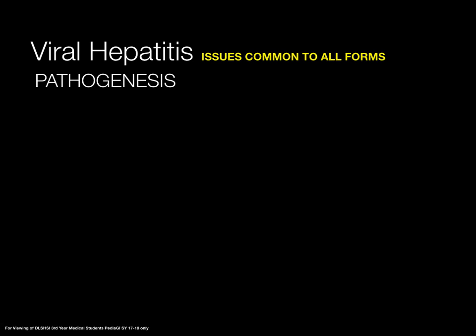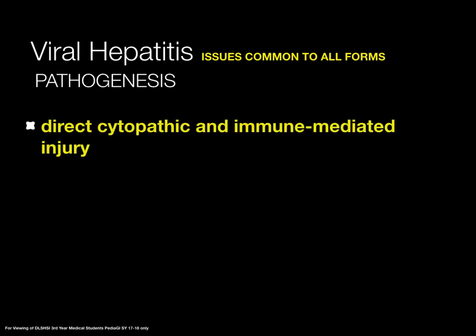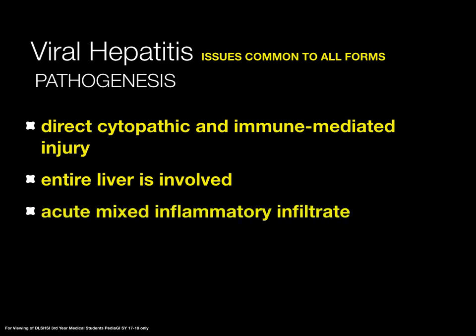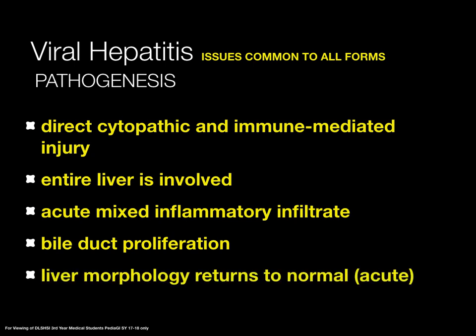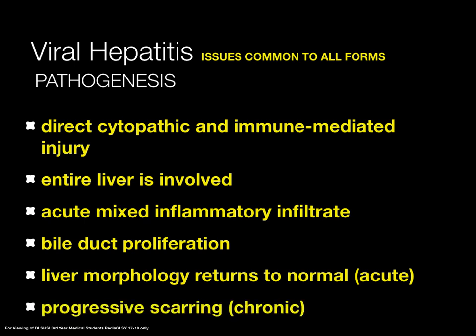For the pathogenesis, there is direct cytopathic and immune-mediated injury, and the entire liver is involved. There's also a mix of acute inflammatory infiltrates with bile duct proliferation, and the liver morphology returns to normal after an acute infection, but there's progressive scarring if the illness is chronic.